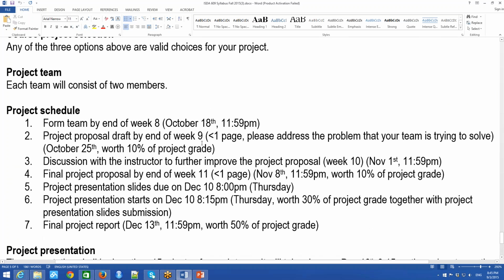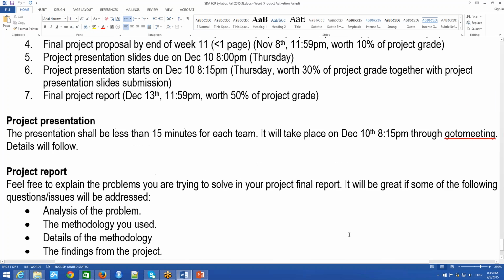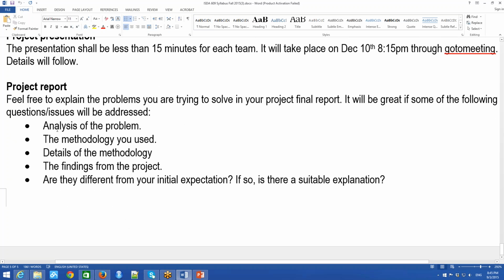I didn't specify, but it's really just explain the problem well and give an analysis of the problem, the methodology you used, details of the methodology, and the findings of the project. Are they different from your initial expectation? If so, is there any suitable explanation?